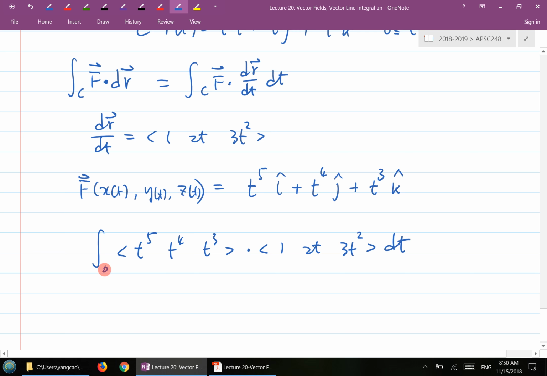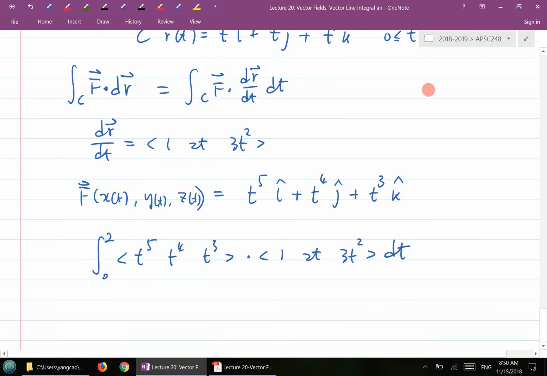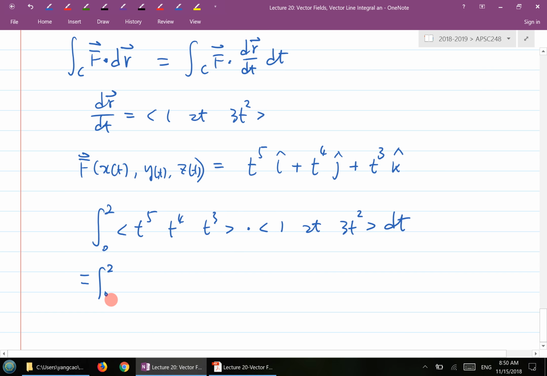The range of the t goes from 0 to 2, as the question says here. So 0 to 2. Calculate the dot product. T to the power 5 plus 2t to the power 5 plus 3t to the power 5 dt. So you've got a 6t to the power 5, and this simple integration will yield a 64.